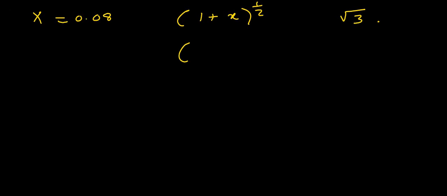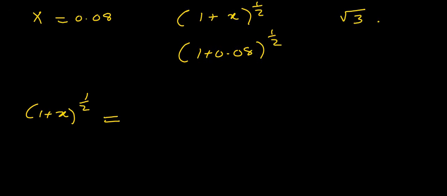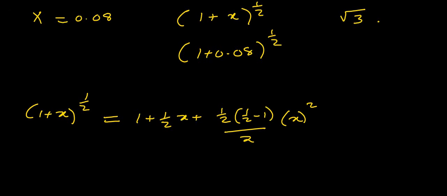So we'll do the replacement. This is 1 plus 0.08, to the power half. Then we know the expansion to this, right? We know the expansion of 1 plus x to the power half. If we expand it, this is going to give us 1 plus half x plus half, this is 1, then there's a 2 there, then there's x squared, and so on and so forth. So I'll just end here. We're now replacing, right?